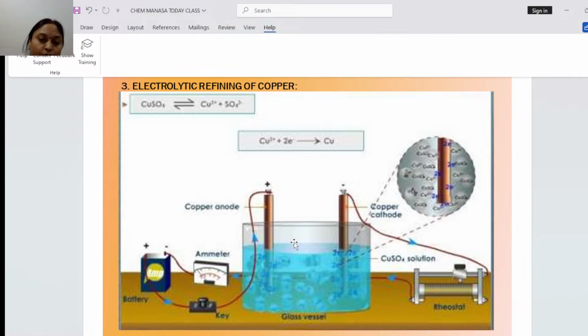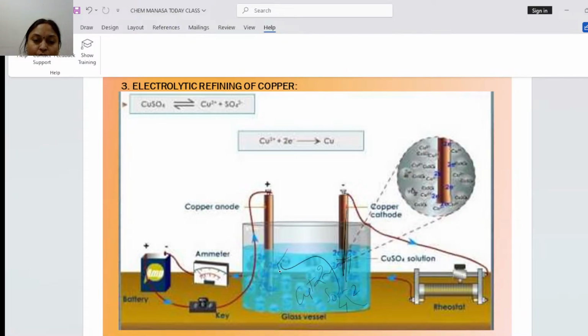See here, in the electrolytic cell, we are taking copper electrodes. Copper anode, which is positively charged, and copper cathode, which is negatively charged. Here we are taking acidified copper sulfate, a blue color solution, and by passing electricity, copper sulfate can be dissociated into ions. So Cu2+ and SO4 2- ions will be dissociated. This Cu2+ moves towards the cathode, which has the negative charge, and here the pure copper metal will be deposited.